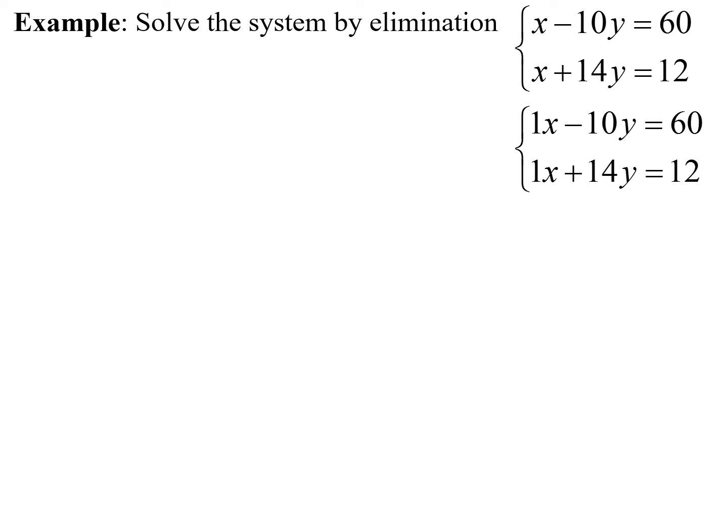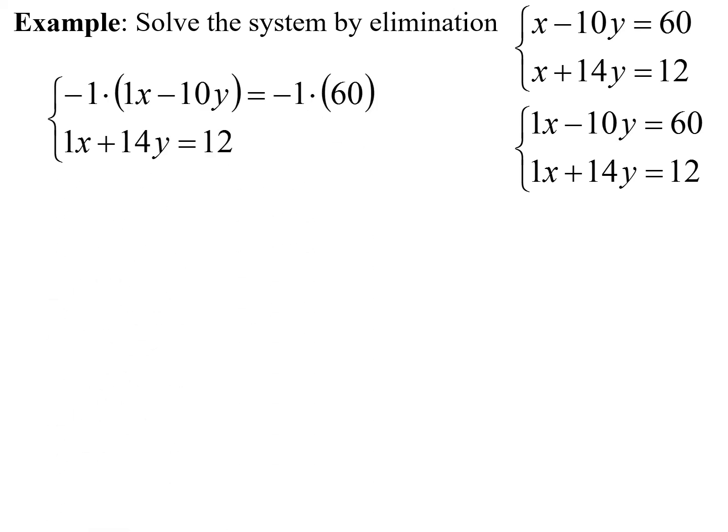Now, if I were to add these two equations together, 1x plus 1x is equal to 2x, so that doesn't eliminate, and negative 10y plus 14y is 4y, that doesn't eliminate either. But given that our x values have the same number in front, if I make one of them negative, then they will cancel. So negative 1x plus 1x will equal 0. So that's what I'm going to do. I'm going to take that first equation and multiply both sides by negative 1. That makes my first equation negative 1x plus 10y, because negative 1 times negative 10y is positive 10y. And then negative 1 times 60 is negative 60.